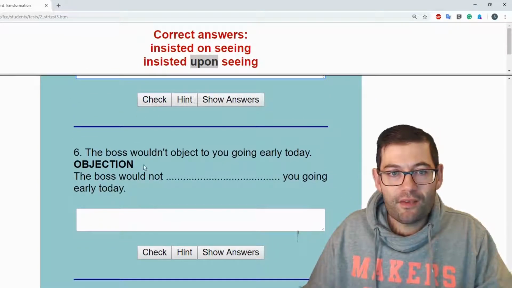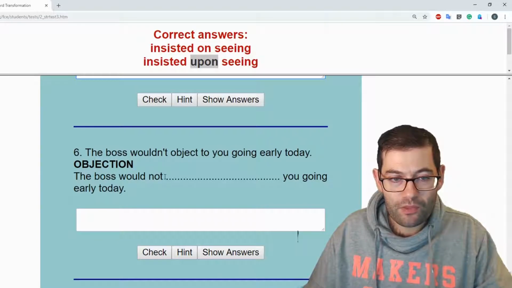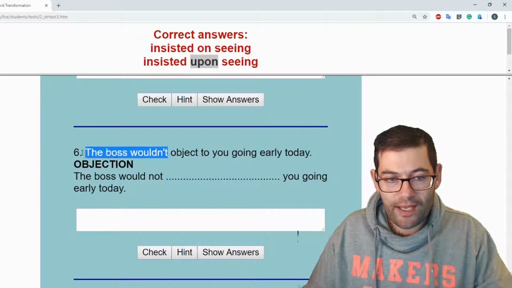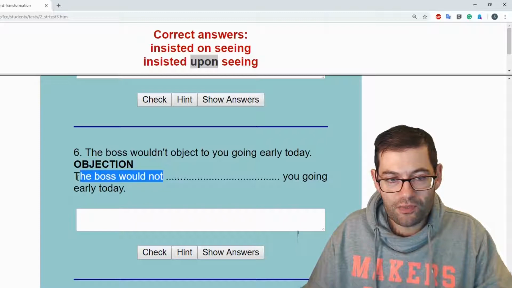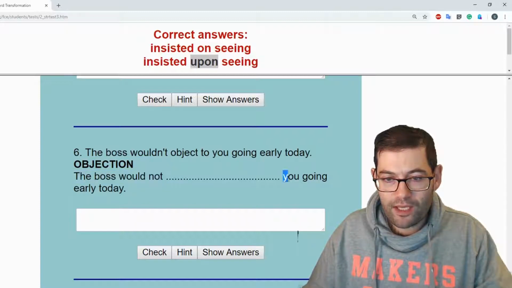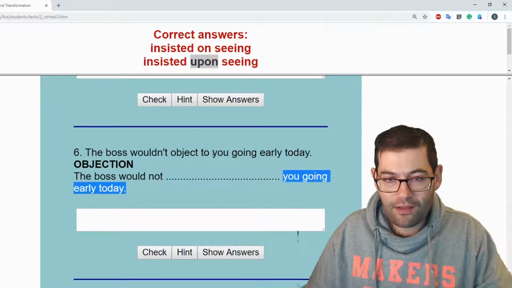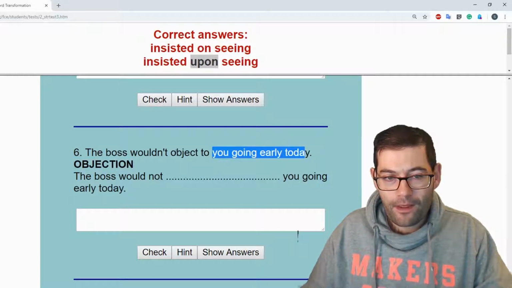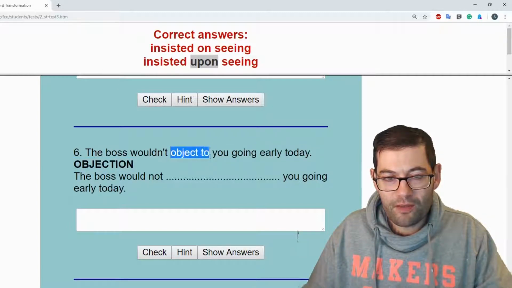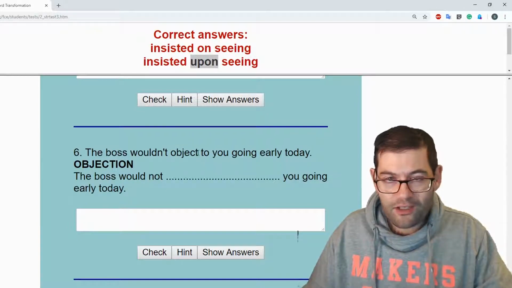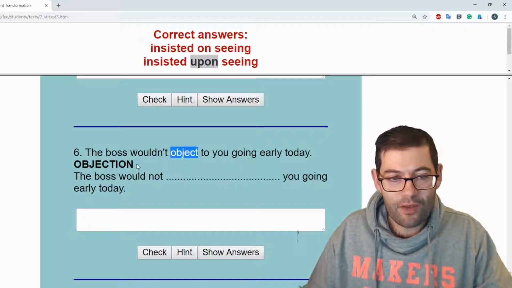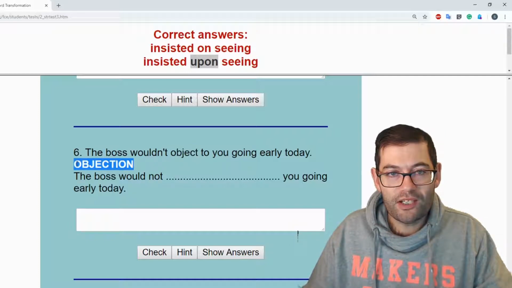Question number 6, let's have a look at this one, the last one. The boss wouldn't object to you going early today. The boss would not. So here we've got that language covered. And then we've got this language here, you going early today. And so what we've basically got to play with is a different form of object. And word formation skills, part 3 of the use of English paper, we know that object is our verb, and we know that objection is the noun.